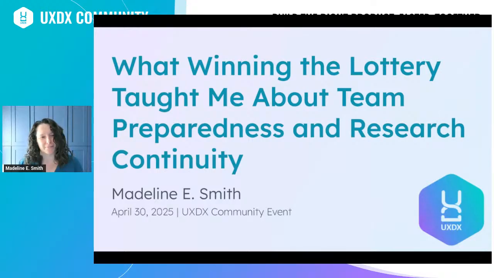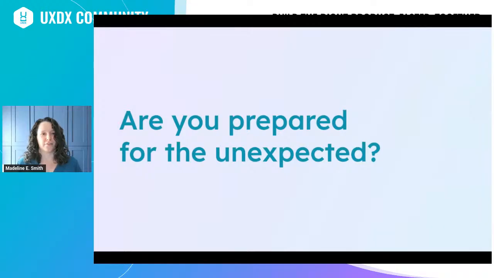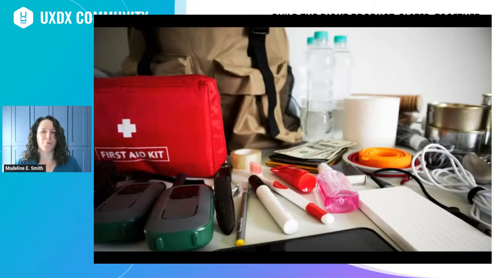Like Rory mentioned, my name is Madeline Smith. I am a researcher at Cisco currently, and I'm talking to you today about winning the lottery. My question before I get into this: are you prepared for the unexpected? When we talk about the unexpected, you might be thinking of things like your emergency preparedness kit. Do you have a go bag in your car that's ready to go for whatever emergency strikes? But that's not really what I'm talking about here, although it's probably a good idea to be ready for some things like that. I mean, in the context of work.